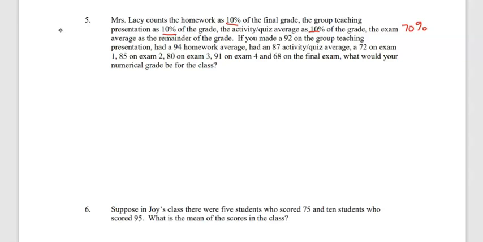And that is the exam average. And that's something that we don't know. We have the exam grades, but we don't know the exam average. And so that's the first thing that we're going to calculate, the exam average. So they had a 72 on exam 1. We had an 85 on exam 2. We had an 80 on exam 3, a 91 on exam 4, and then a 68 on the final.